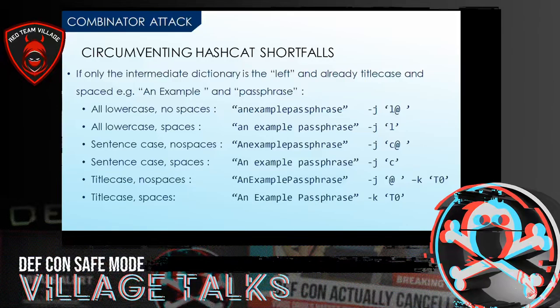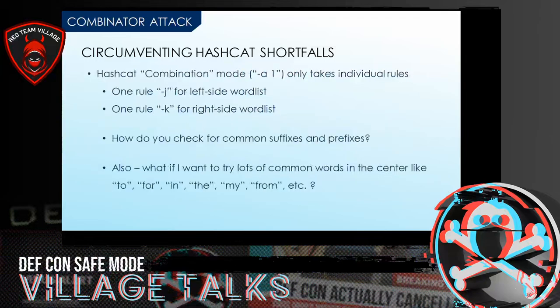The easiest way to do this is with individual rules on a combinator attack, starting with a pre-processed dictionary that already has the spaces between capitalized words. Then you can manipulate it easily enough to get the spaces and capitalization desired. For Hashcat, J corresponds to the left word list, K corresponds to the right list. Which, on the topic of rules, is another shortfall. You can only do 1 set of rules per word list in combination mode.